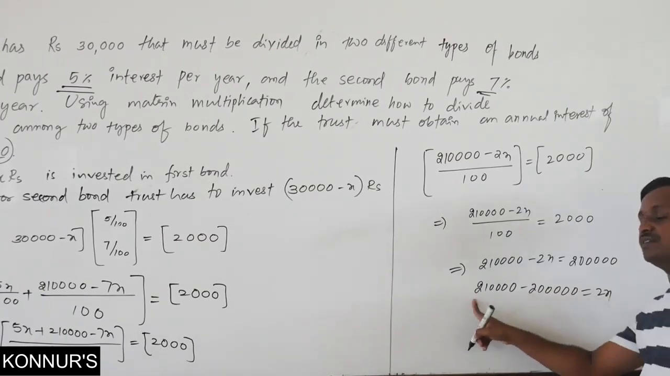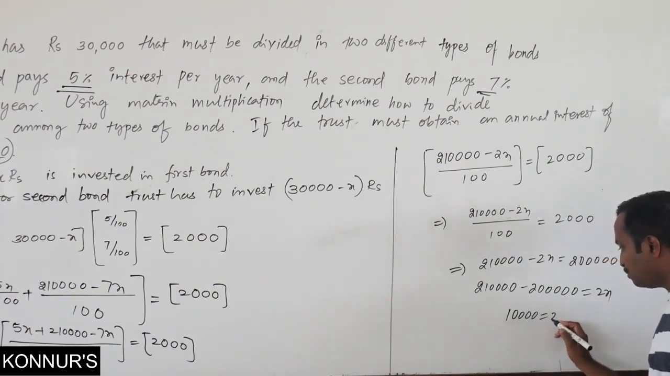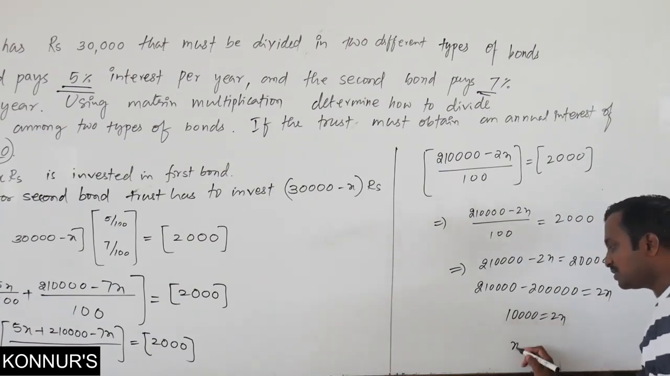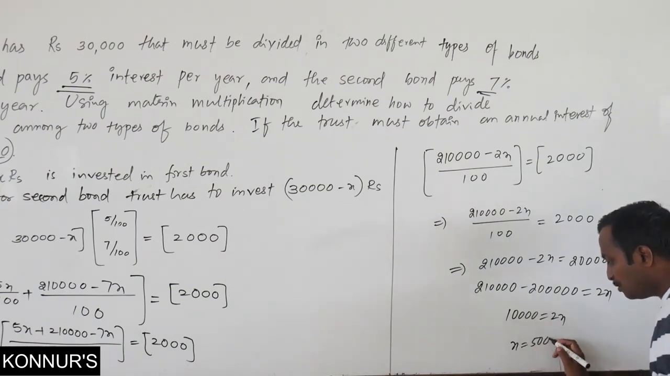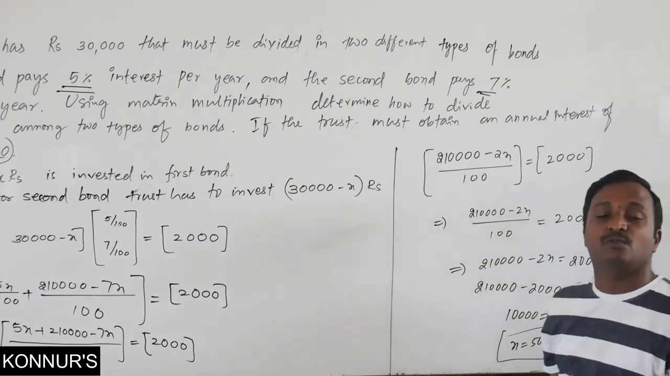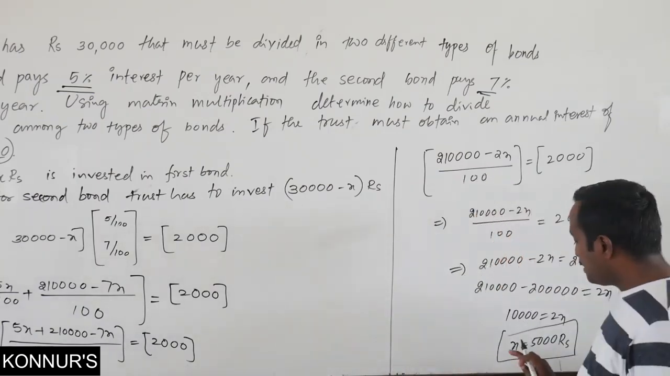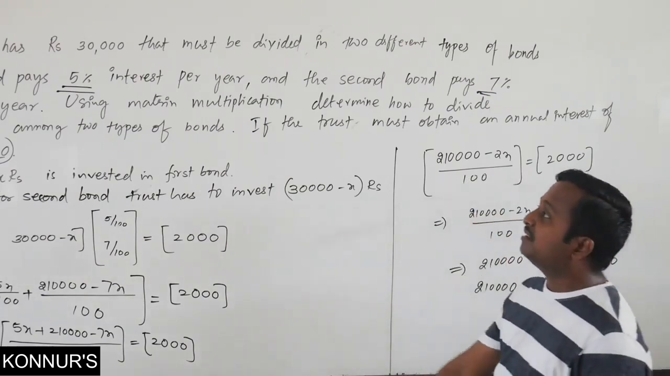So it becomes what? 10,000 is equal to 2x. So x becomes 5,000. What is it? x is 5,000 rupees. What does it mean? For the first bond, we have to keep 5,000 in 30,000.